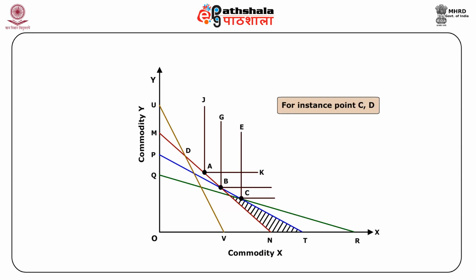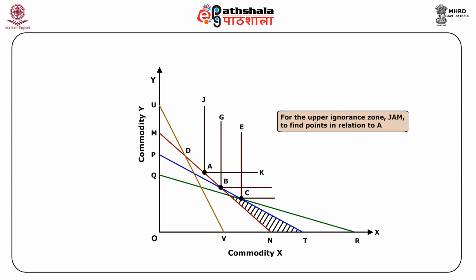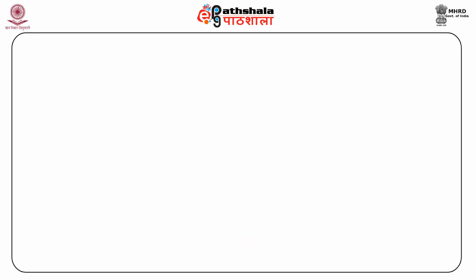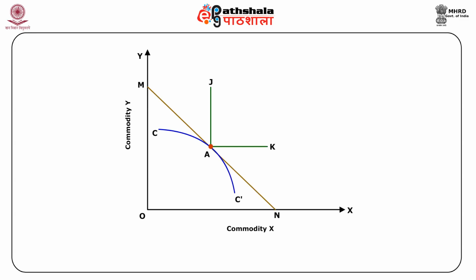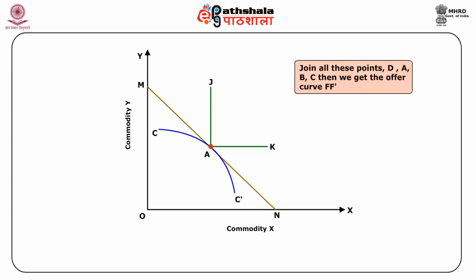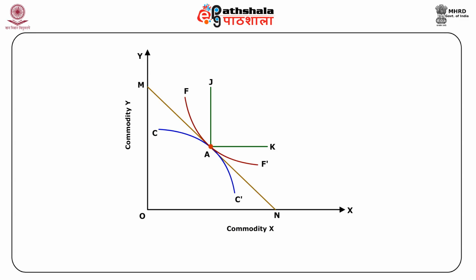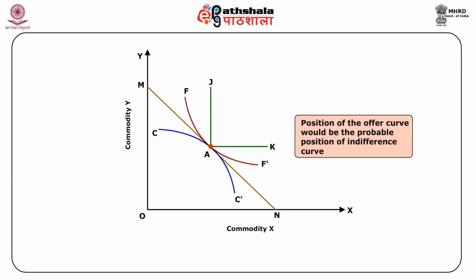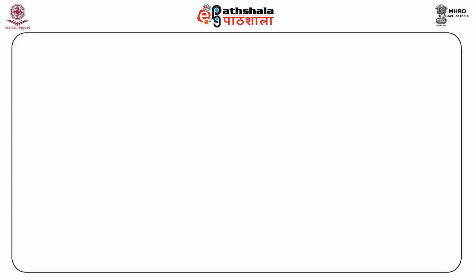For instance, points C and D. Moreover, the same procedure can be done for the upper ignorance zone JAM to find points in relation to A in the figure. Now, if we join all these points D, A, B, C, then we get the offer curve FF dash in the figure. According to Samuelson, the position of the offer curve would be the probable position of the indifference curve.